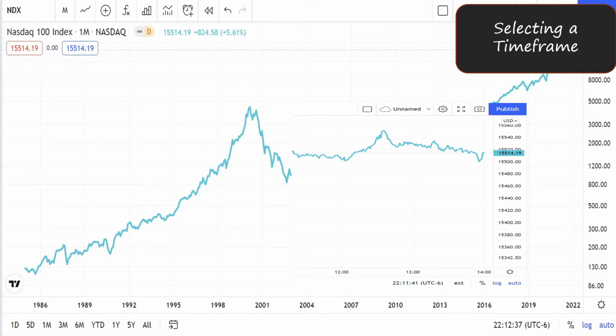When you're selecting a time frame, it's important to know what you're looking for. This is the NASDAQ, and if you look at it on the monthly scale, back in the dot-com bubble of 1995 to 2001, you can see the cycle of boom and bust, and then it moves back into a boom in the long term. This can help you set trends that are important.